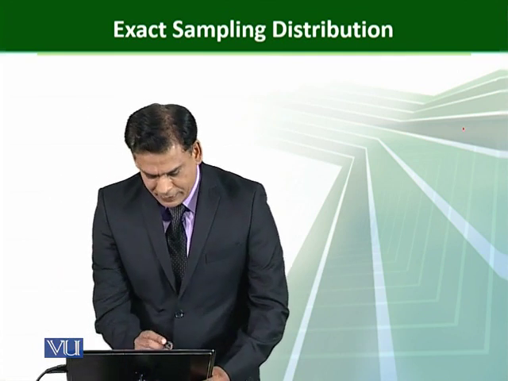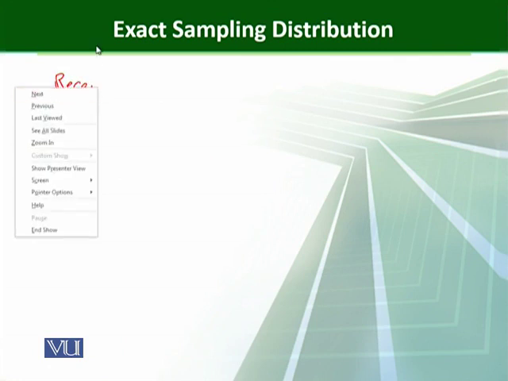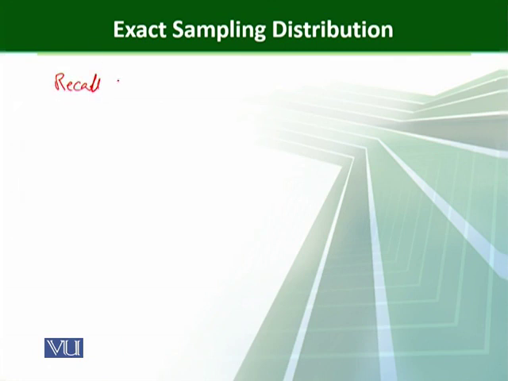Just recall that Zi, that is (Xi minus mu) over sigma i, is a standardized normal. As we have already proved, if Z is a standard normal, then the distribution of Z square is a chi-square distribution.